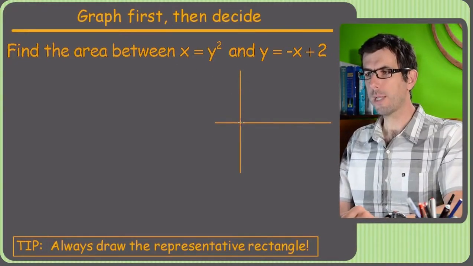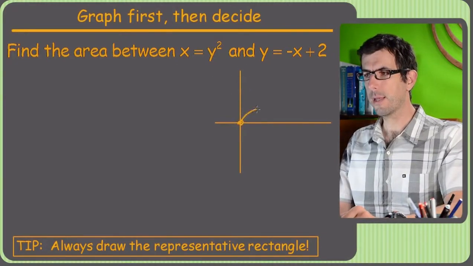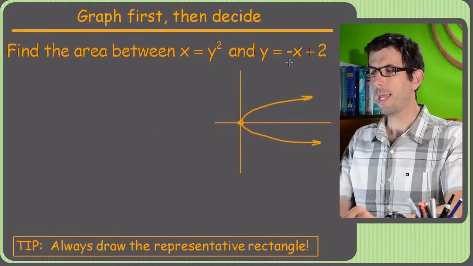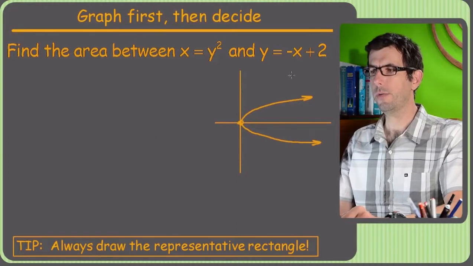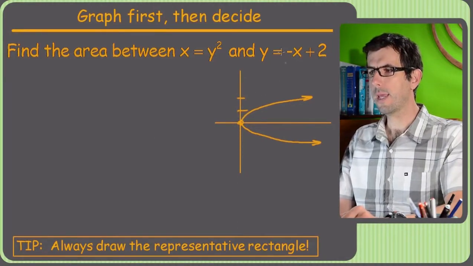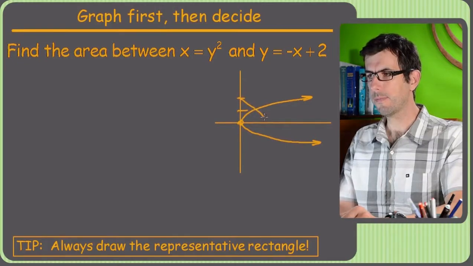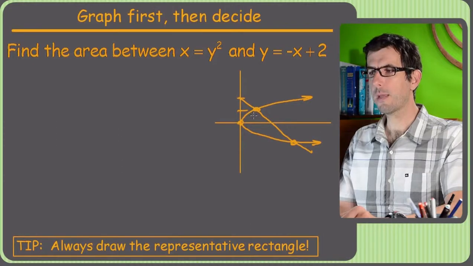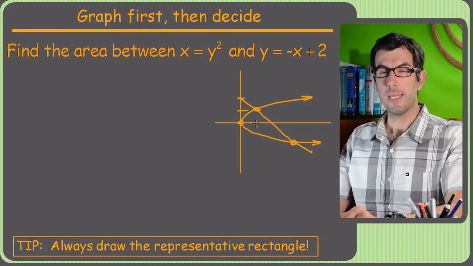So x equals y squared. We already saw that that looks kind of like this. And negative x plus 2. So that's going to be a y-intercept of 2. Then negative x is sloped like this. All right, so there's a point of intersection. So we must be talking about this region here that's got a parabola on the left and a line on the right.